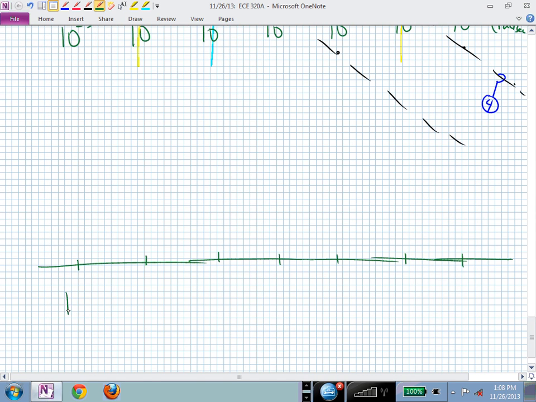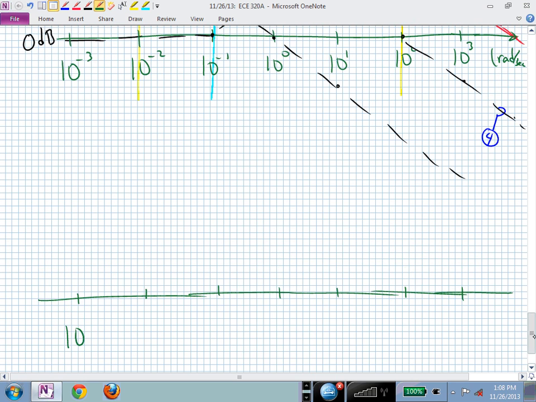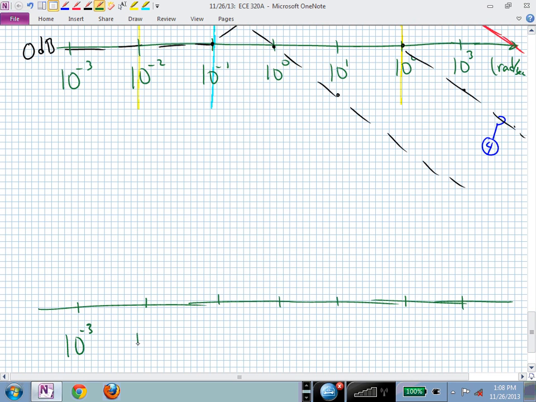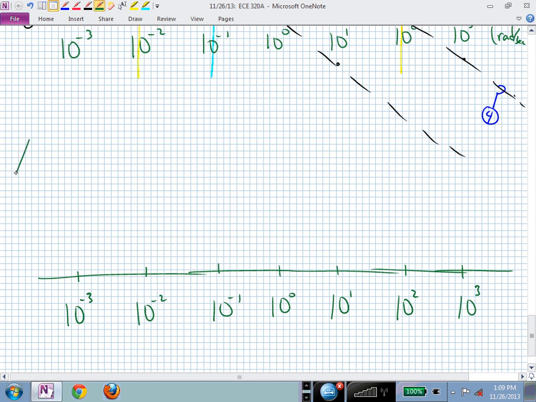All right, where was this? This was 10 to the minus 3, and you want to typically try to align your two different plots so that it's clear what the magnitude and the phase are doing together. This is now the angle of H of j omega, and this axis is radians per second.